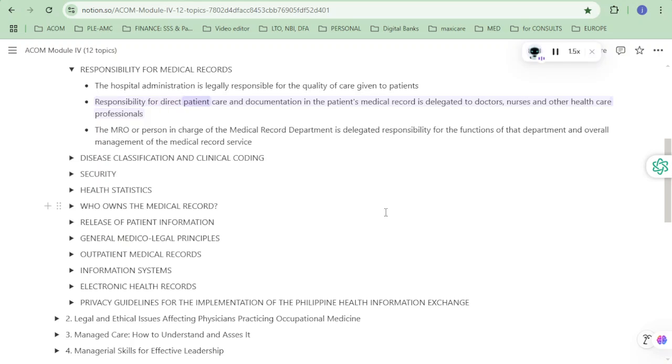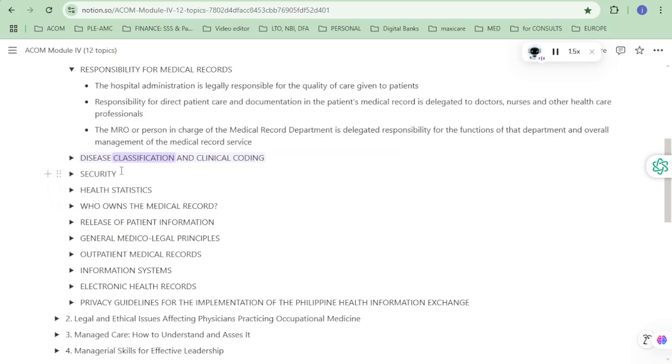Responsibility for direct patient care and documentation in the patient's medical record is delegated to doctors, nurses, and other healthcare professionals. The MRO or person in charge of the medical record department is delegated responsibility for the functions of that department and overall management of the medical record service.